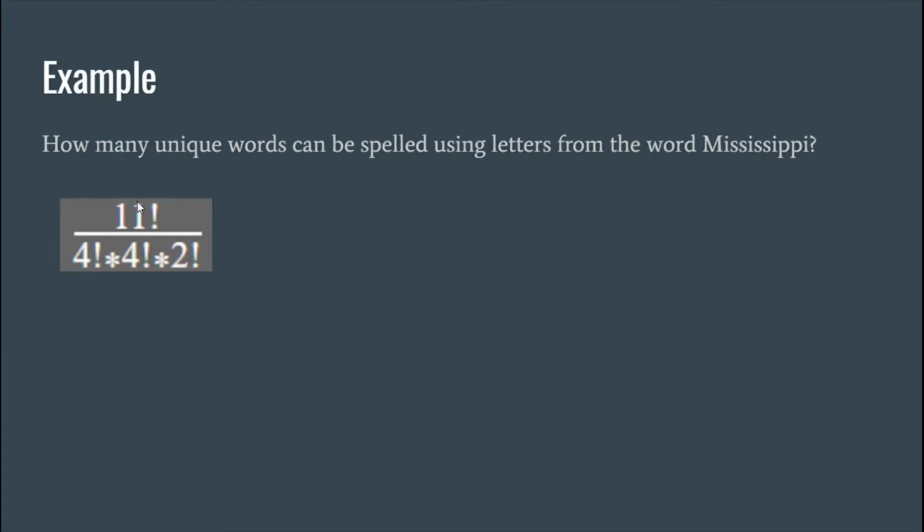Now we'll go through each of the letters and see which ones repeat. Starting with the first one, M: there's only one M, so that would be 1 factorial, and 1 factorial simplifies to 1, so we can just leave that out. The next letter is I, and we have 4 i's, so that's where this 4 factorial came from. Next letter is S, and we have 4 s's, so that's another 4 factorial. We already did I and S, so that leaves the p's. We have 2 p's, that's where this 2 came from.